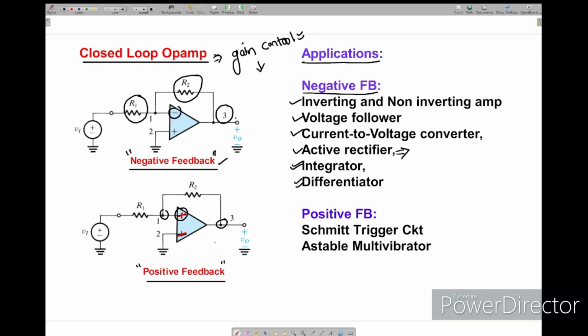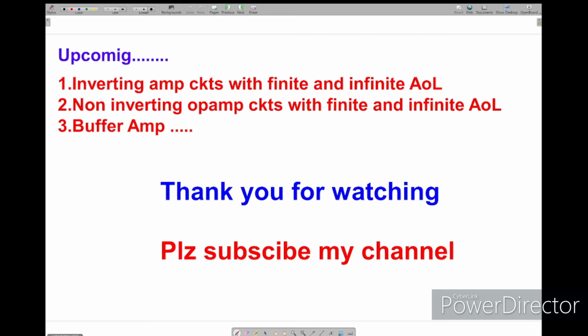When it comes to positive feedback, we can use the op-amp as a Schmitt trigger circuit, which we will see in detail later, and an astable multivibrator, which is a square wave generator. So by providing positive feedback to the op-amp, our circuit acts as a square wave generator. These are the applications and advantages of the closed loop configuration over the open loop configuration.